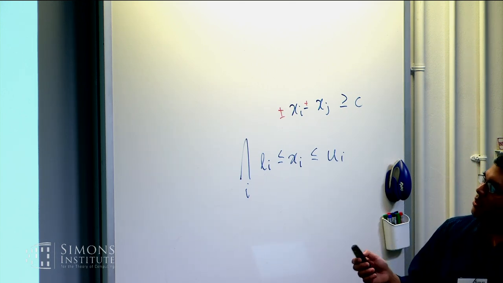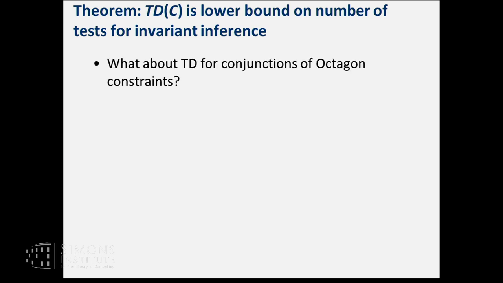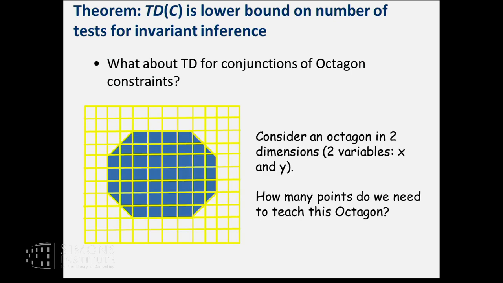And so one of the things is that it's easy to see that the teaching dimension is a lower bound on the number of interactions you have between the learner and the teacher. And so what we looked at was, what is the teaching dimension for octagon constraints? Because in program verification, octagon constraints seem to be a class that's found to be quite useful. I'll skip over this, but basically the idea is, you can visualize in 2D and say, well, how many points do I need, in the same way as a rectangle, so that I define this octagon exactly, but I can't move it in or out.